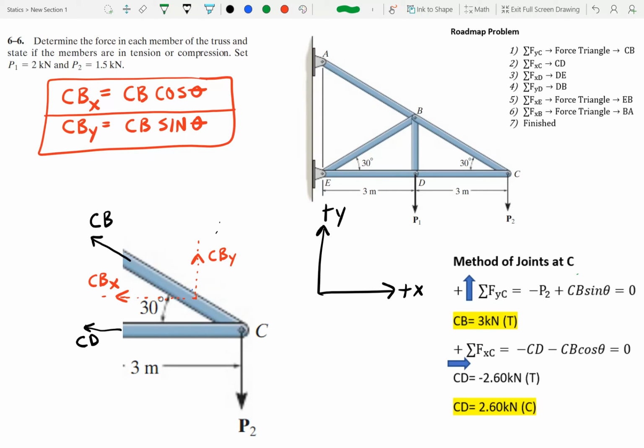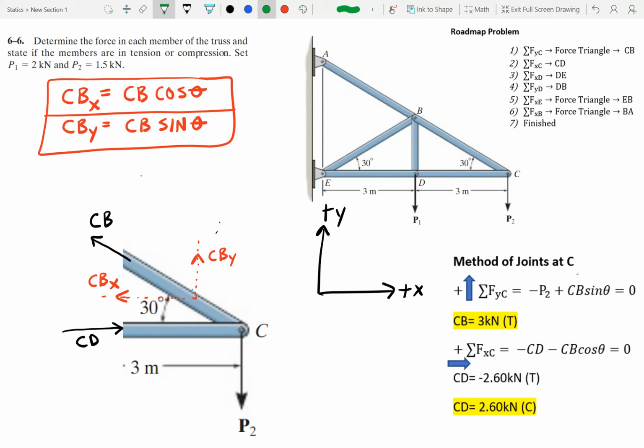So what happens here? Well, if I take this equation, when I solve for CB, I get a negative answer. Okay, so what does that mean? That means that we selected the wrong direction here, right? So selecting this direction gives me a negative answer. So go ahead and fix that. So we're going to go ahead and draw this vector this way. Right? Whenever we do this, we get a positive answer here. And you can see that this is in compression, right?